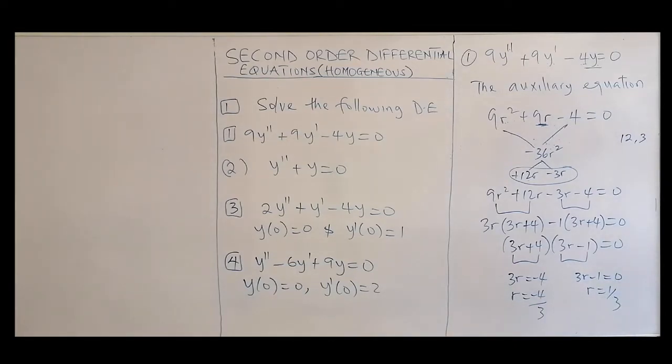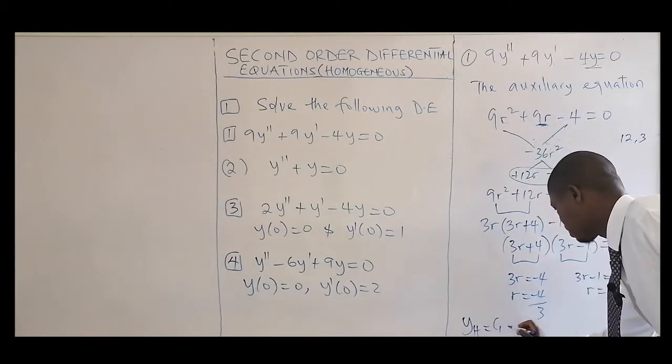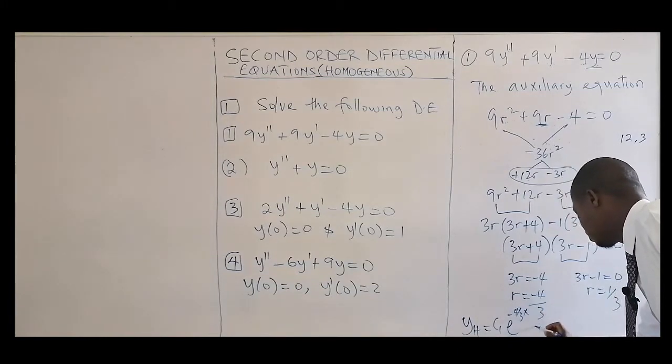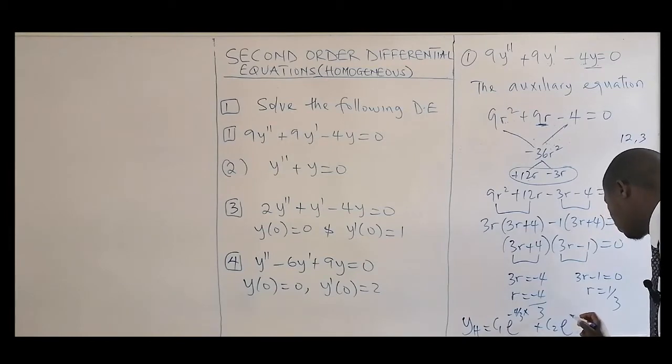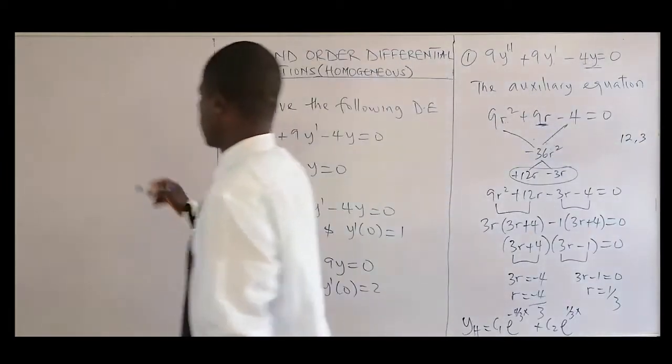So the general solution for that homogeneous equation will be equal to C1 e to the power minus 4 over 3 x plus C2 e to the power 1 over 3 x. Okay, so that's that for that question.